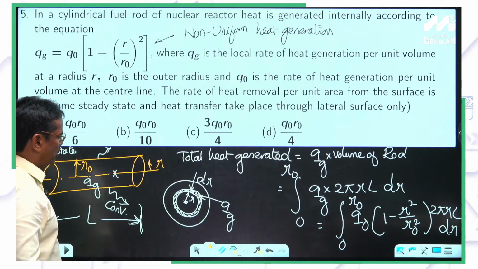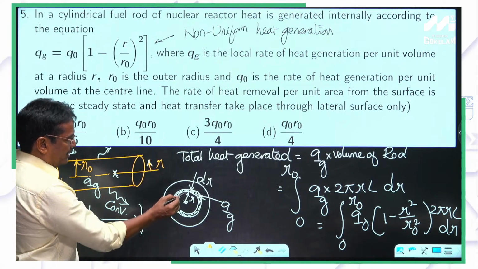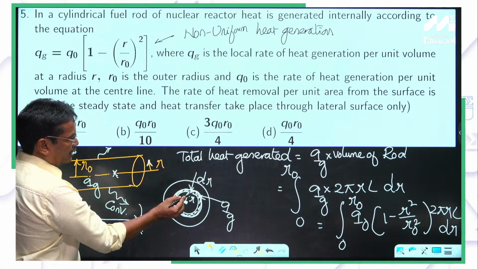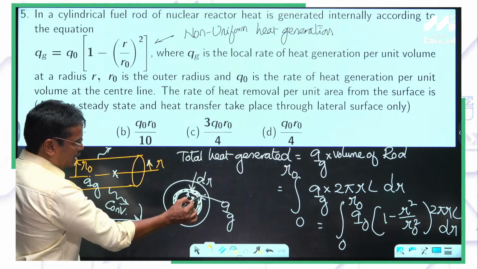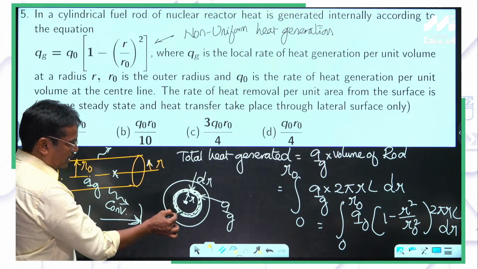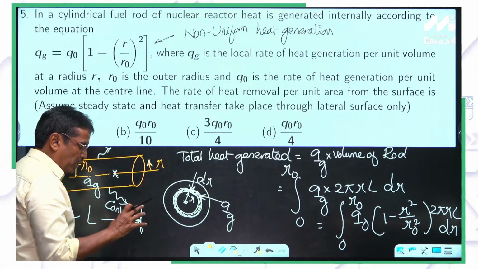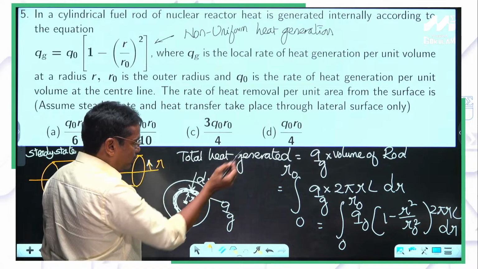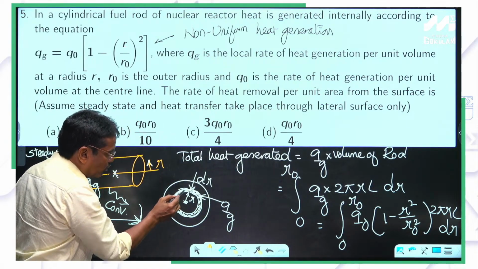Please note what I am doing. Try to understand. If R is the radial direction coordinate, I consider a differentially small control volume of increment in radius dr. At that location, heat generation is Qg, right? So what is the volume of that hatched one? 2 pi r into dr gives the area, into length. That is the elemental volume I have considered, and Qg has been given. That will give us the heat generated only within that.